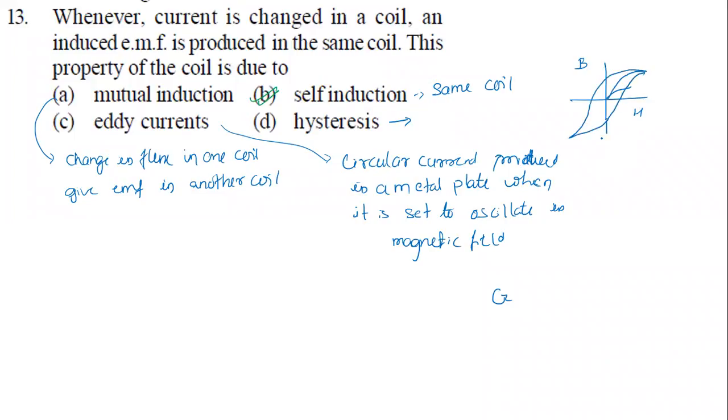This curve will come like this. So that is what we call the BH curve. That is hysteresis. Hysteresis is basically lag. Hysteresis is another word for lag, meaning it is lagging back. So that's a different concept now.